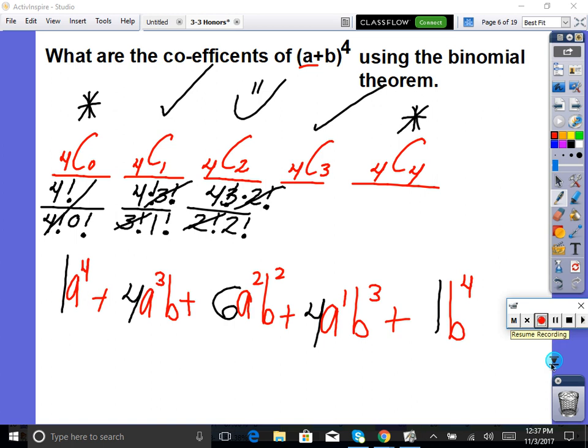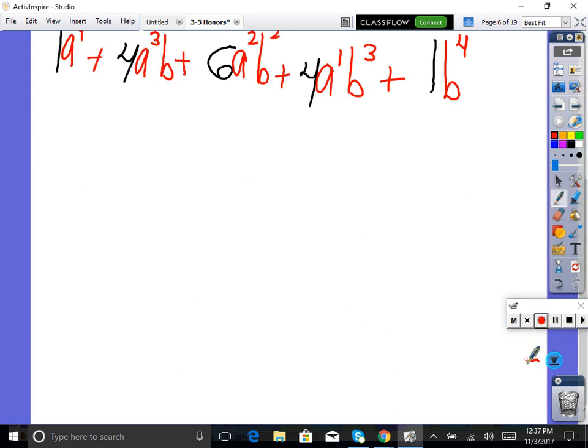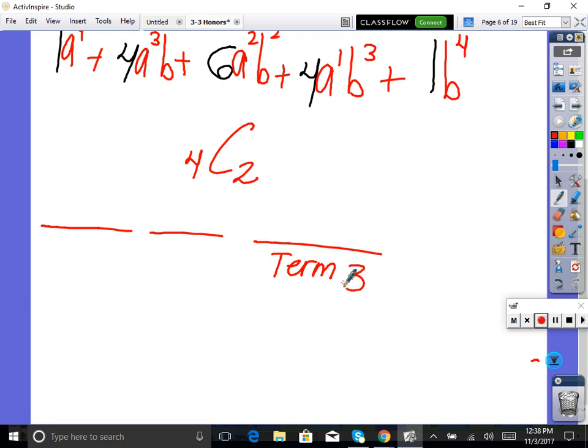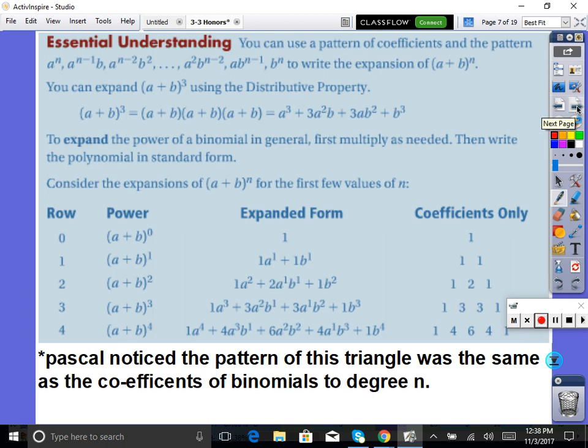On the test, if I said to you, what term is 4 choose 2? You'd have to say to yourself, the first one's 4 choose 0, 4 choose 1, so 4 choose 2 must be term 3. So just some thinking, some deep understanding. Does that kind of make sense? Okay, cool.